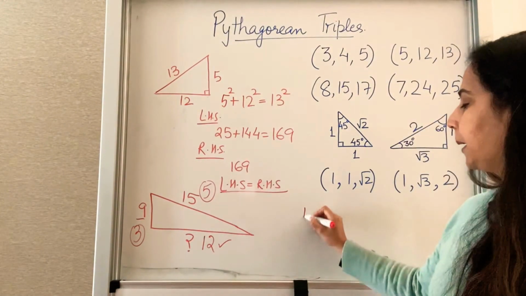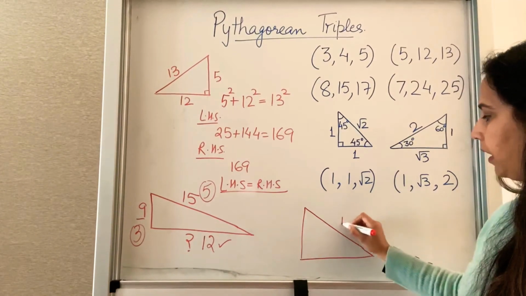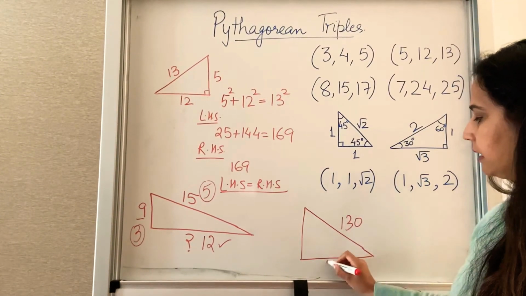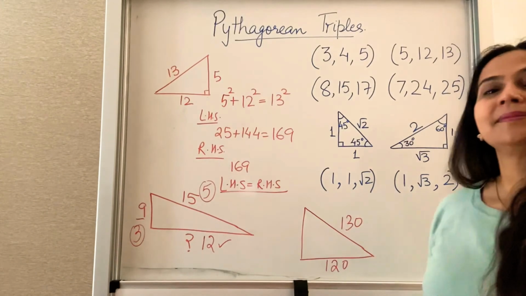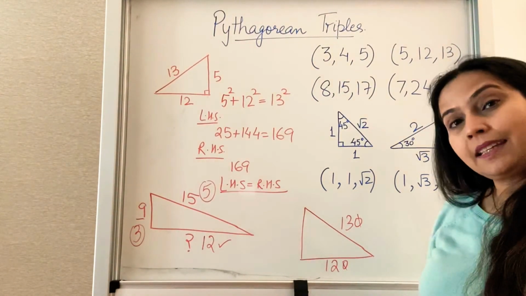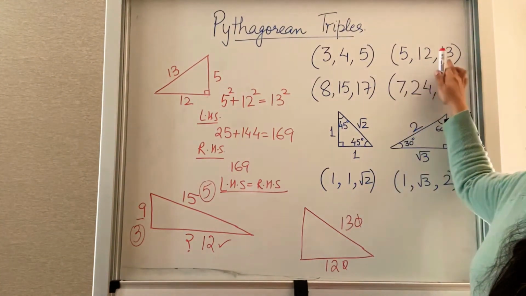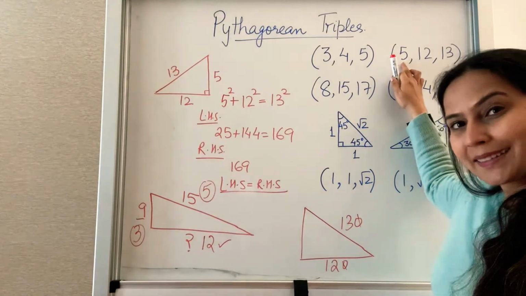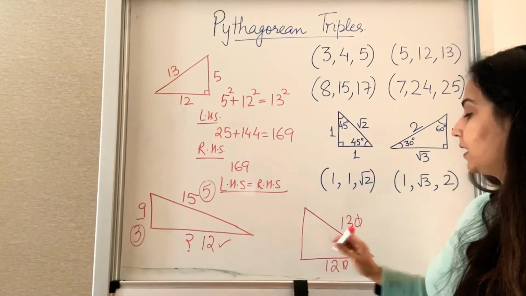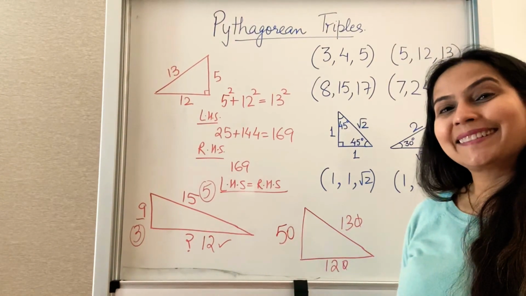Try one more. For example, this is 130 and this is 120. You can see the common factor, so this is 12 and 13 here. So look for the Pythagorean triplet where you have 12 and 13. It's here. So the other side is a multiple of 5, actually. Yeah, 5 times 10, so this will be 50. That makes it easy, isn't it?